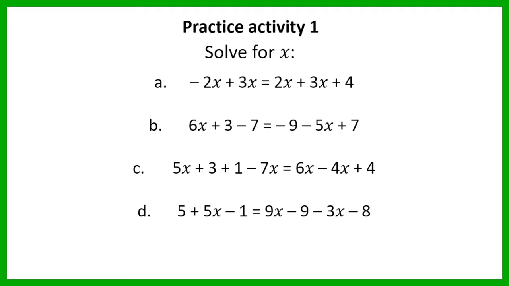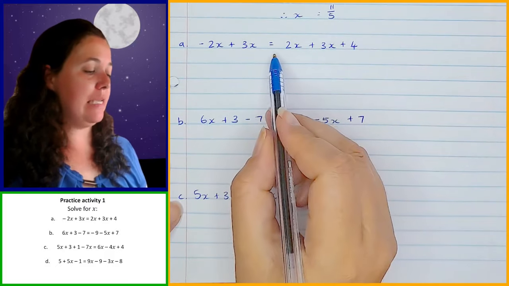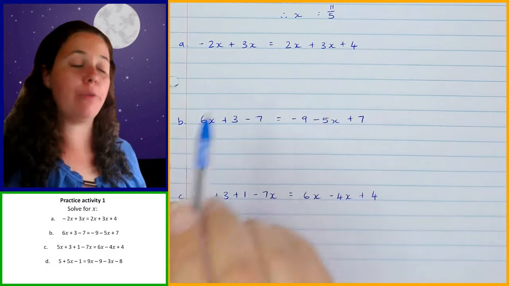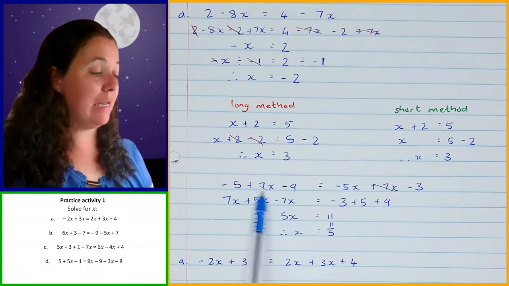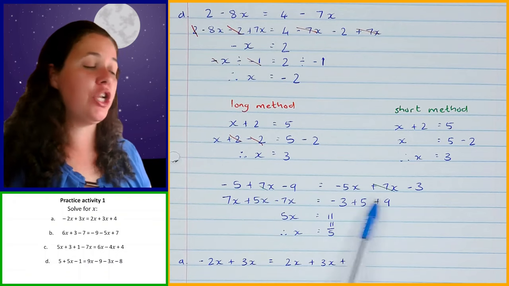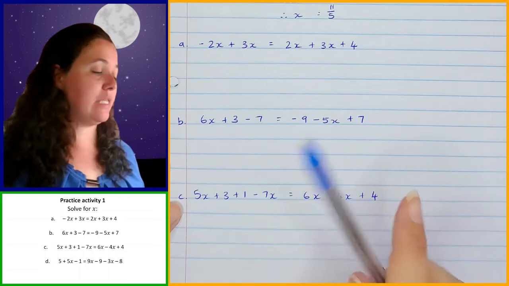Okay, so let's go through each of those examples. So question A, we had negative 2x plus 3x equals 2x plus 3x plus 4. Now remember what I said over here, because I had 7x and 7x, I could have cancelled those out right in the beginning. I'm going to do that with this example over here.